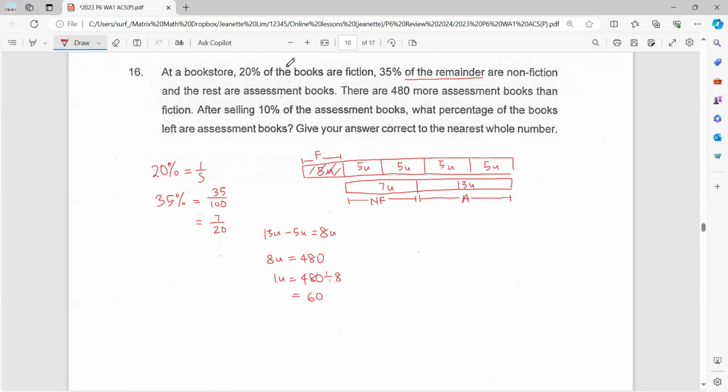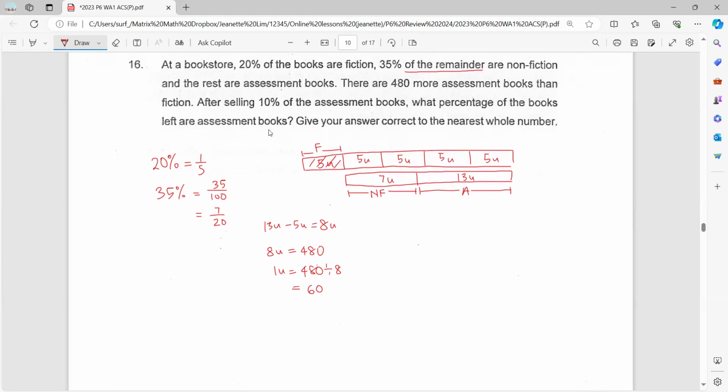What do you want to find? We definitely want to find assessment books because we're supposed to find out this 10% of the assessment books that was sold. We want to find the percentage of the books left that are assessment books. So 2 things we need here: assessment books in the end, and also the total in the end. Let's look at assessment books first. Assessment books at first, A at first, 13 units. So 13 times 60.